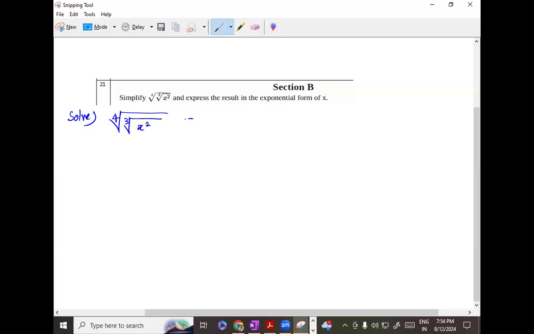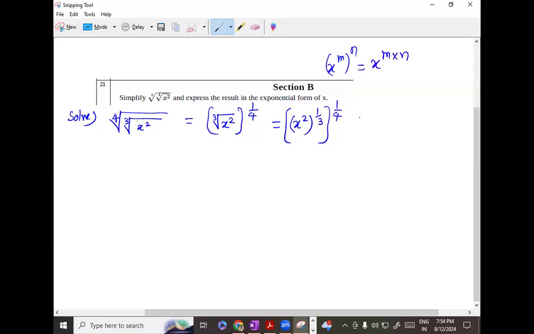Then can we write it in exponential form? Yes, sir. How to write? Cube root of x square, and the fourth root we can write as 1/4, right? Then we can also write cube root of x square as 1/3, and whole power 1/4, and we know that x to the power m to the power n is x to the power m into n, right? Then we can multiply all exponents. Is it correct or not? Yes, sir, it's correct.